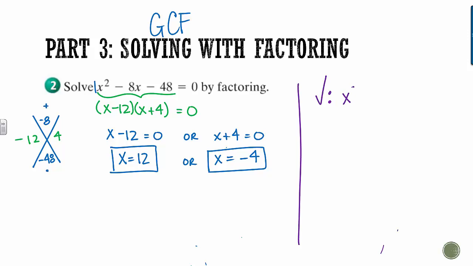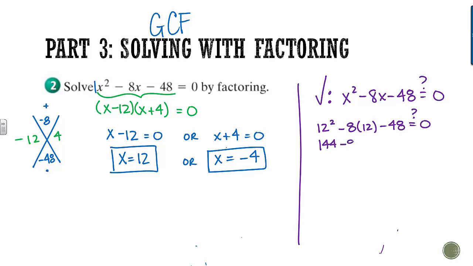So plug it into the original equation and ask yourself, does it equal 0? If you do 12 squared minus 8 times 12 minus 48, does that give you 0? 12 squared is 144. 8 times 12 is 96, minus 48 more. If you throw that in a calculator, you definitely get 0. So that one works. We know 12 is good.